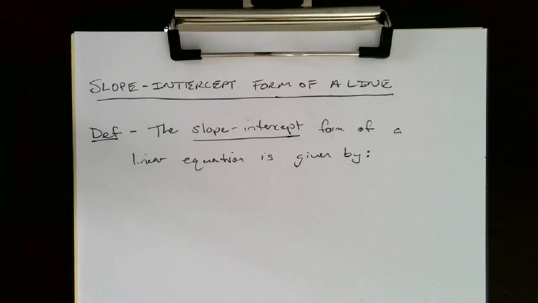This video is a review of the slope-intercept form of a line. So in our course, we don't really cover the slope-intercept form of a line in full because we expect you to know it going in. But let's just talk about a definition for it, and then a couple examples just to make sure you know how to do it from review.